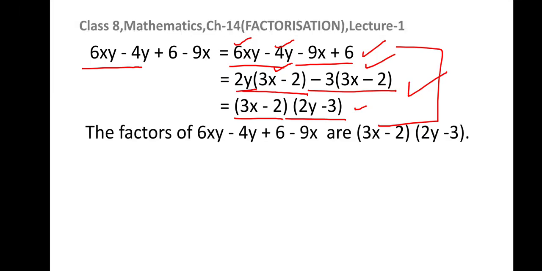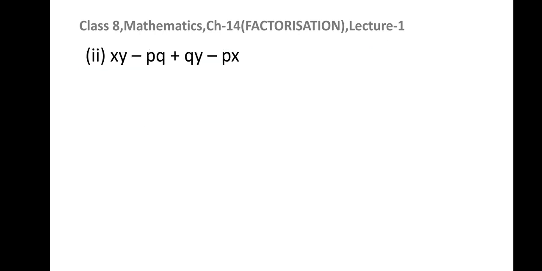So the factors of 6xy minus 4y plus 6 minus 9x are 3x minus 2 and 2y minus 3. So let us take another example. In that case, grouping was already done.